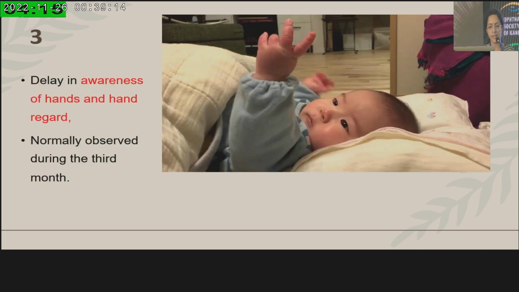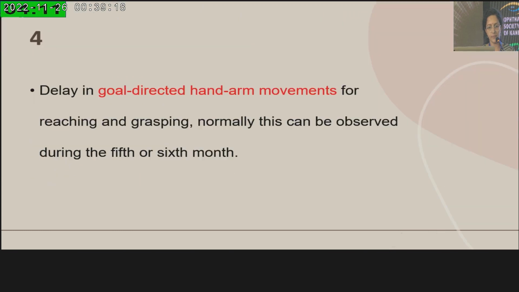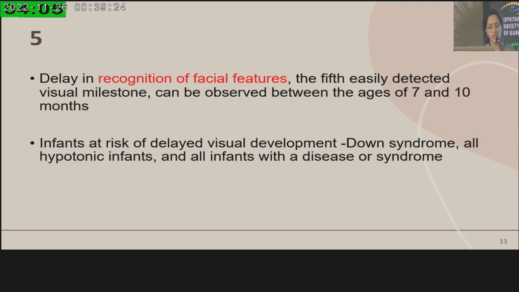Look for any delay. Awareness of hands and hand regard, again in the 3rd month. Goal-directed hand-arm movements for reaching and grasping are observed in the 5th or 6th month. Recognition of facial features is established by the 7th to 10th month. So infants at risk of delayed visual development, like those with Down syndrome and hypotonic infants, all of them require early and then periodic screening.